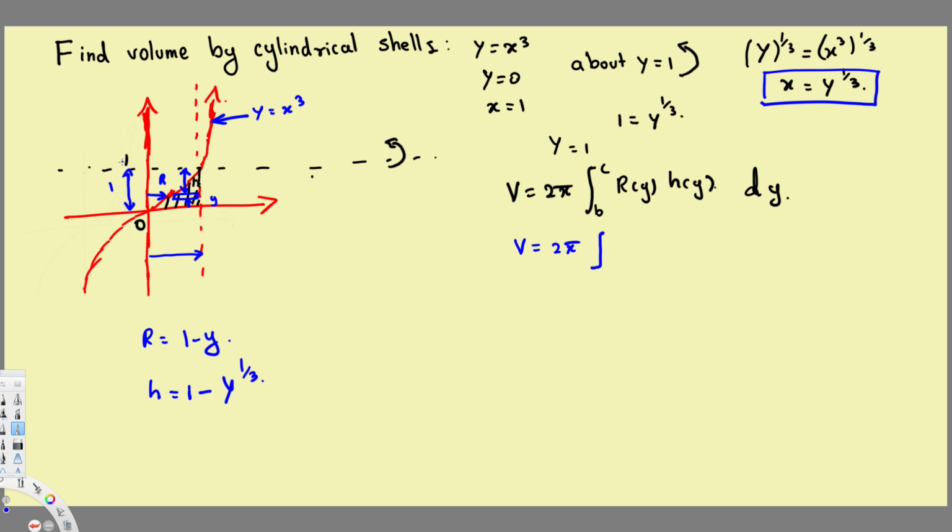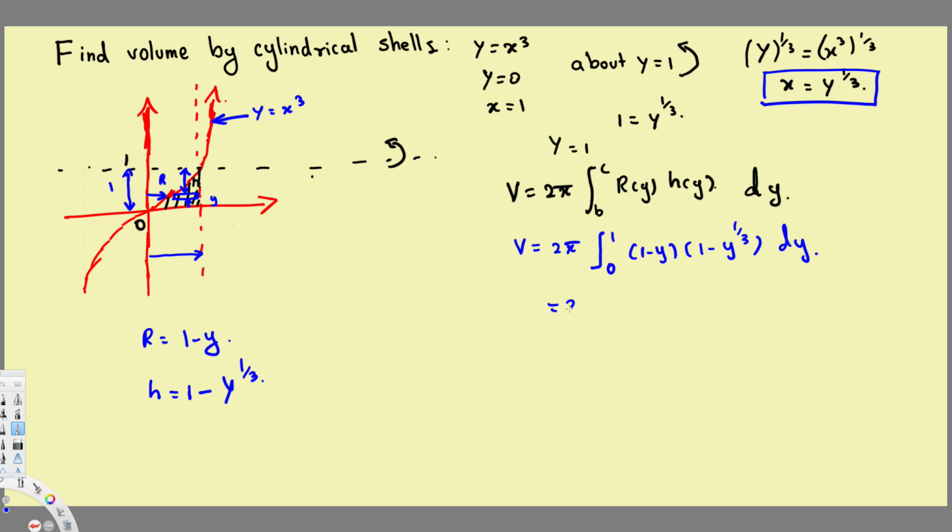Here the y is going to be the limits. If it's rotating parallel to the x-axis, y is going to be the limits of integration. So here this is going from 0 to 1. So 0 to 1 is going to be the integration. And then let's plug in the radius and height. Radius is 1 minus y and height is (1 minus y) to the power 1 over 3, dy, right?